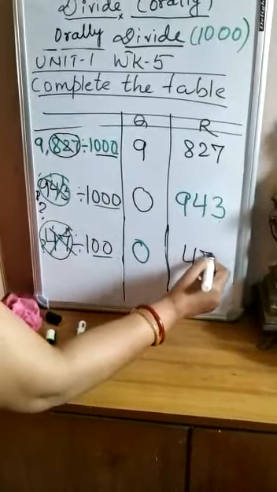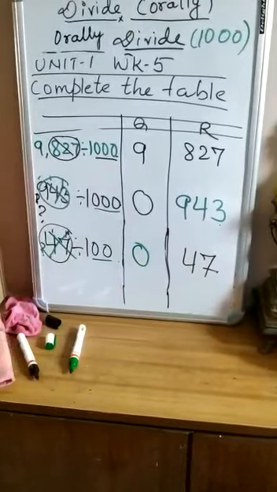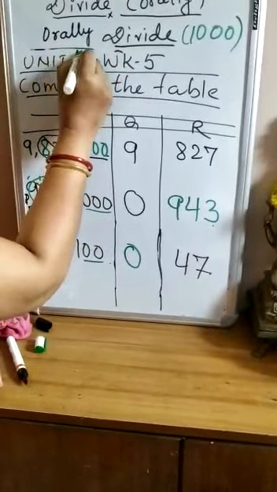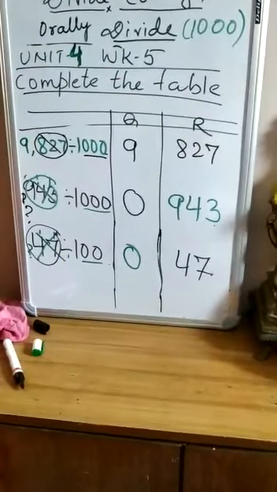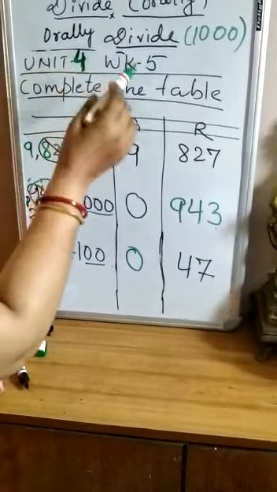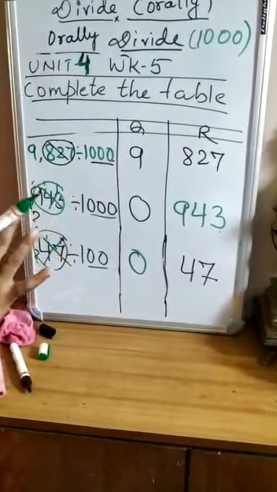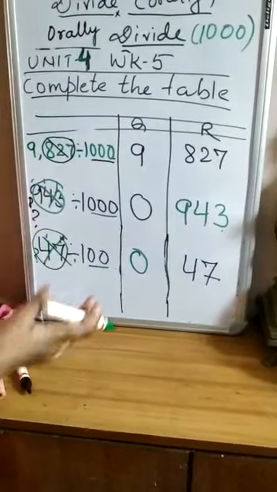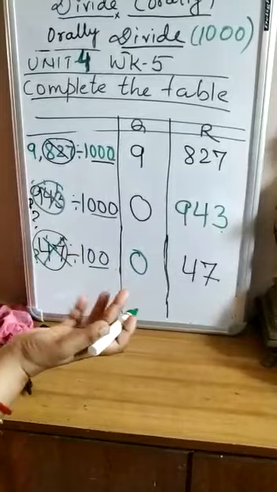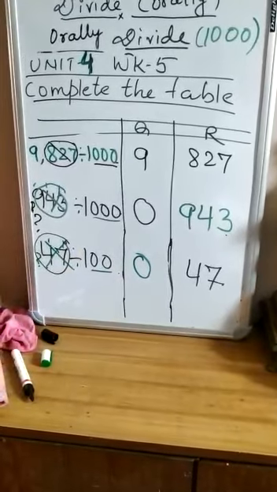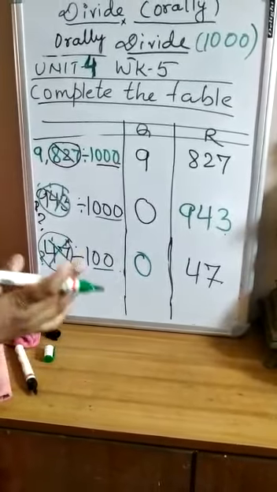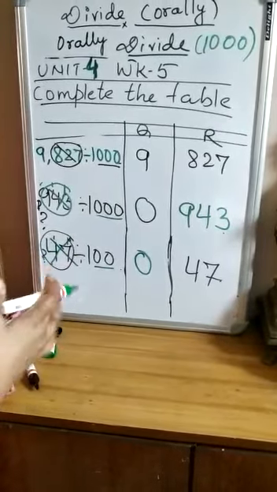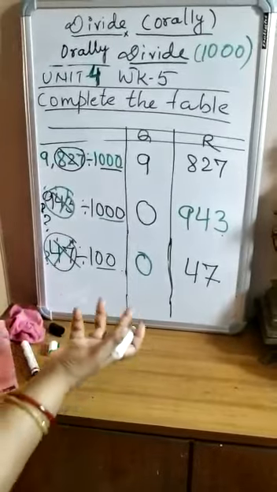So in this way children, you have to complete the table in worksheet number 5 of unit number 4. You have to do it as classwork from A to E, and the rest of the questions are homework. I hope children you have understood how to divide orally by 10, by 100, by 1000, and so on. The same method will be applied.